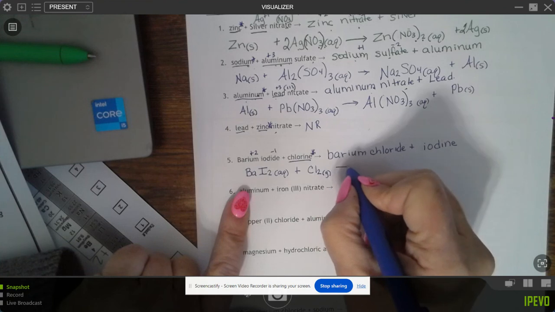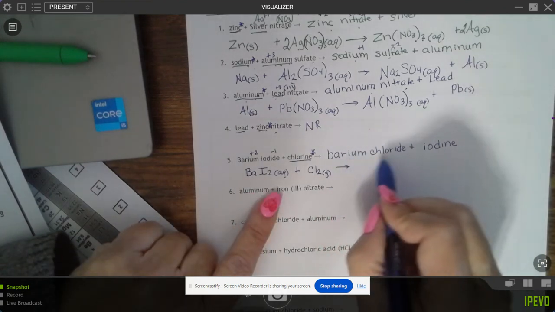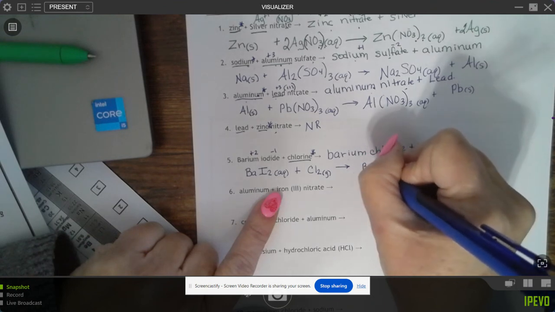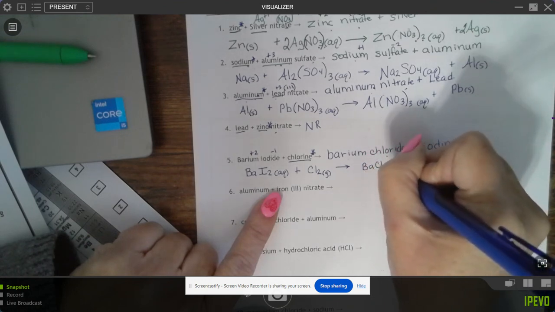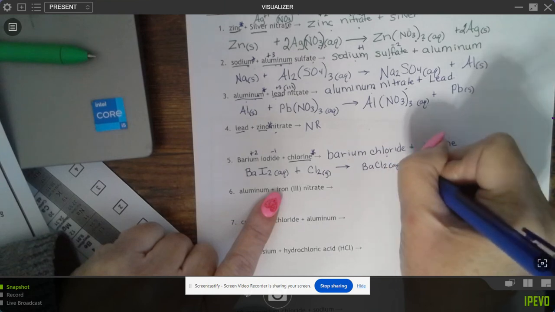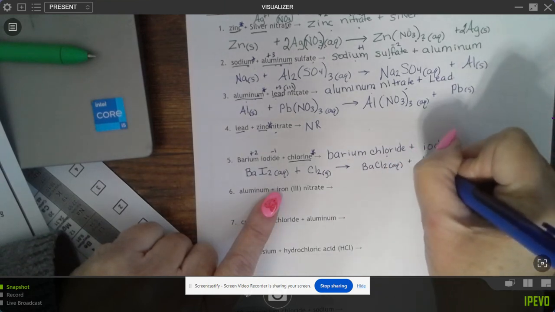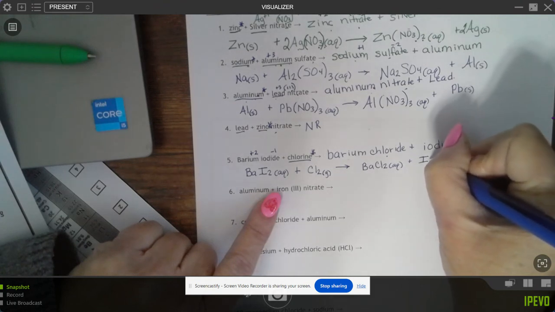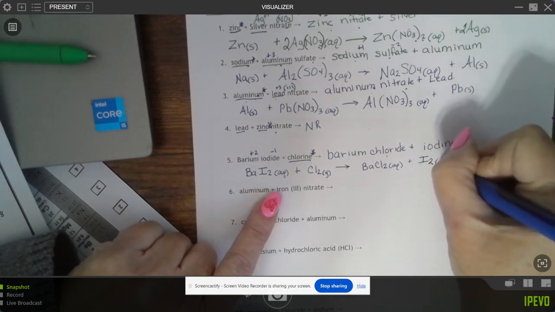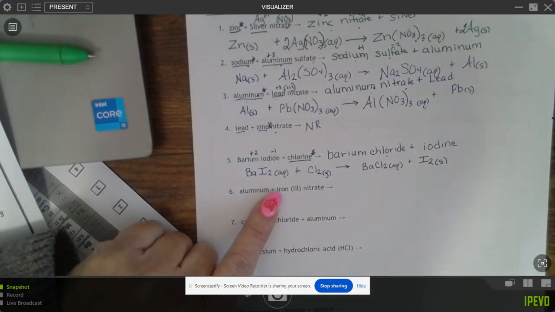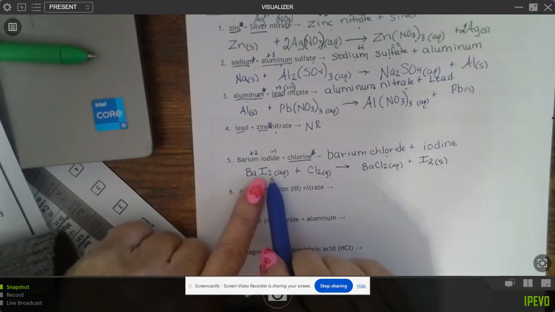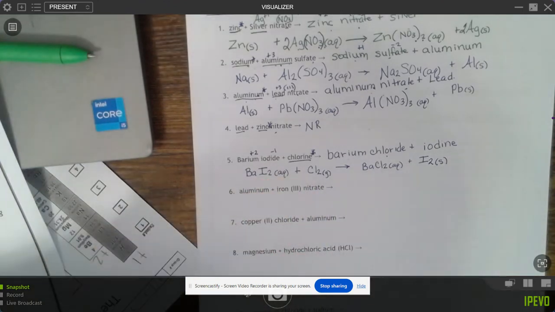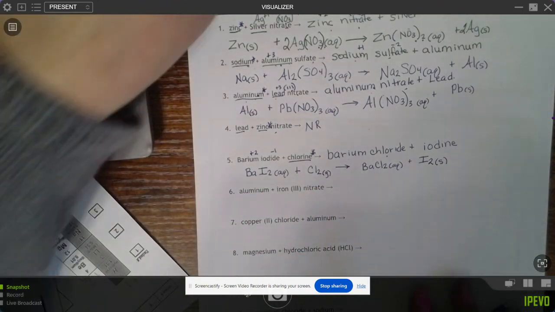Okay. So then what we end up with is barium chloride, which is going to be BaCl2, aqueous, plus iodine, which is another one of the Oberfinkel 7. It's a diatomic, so it ends up being I2, and iodine is a solid. Now this one's another one that's sweet. If you look, we've got 1 barium, 2 iodine, 2 chlorine, so that one is already balanced.